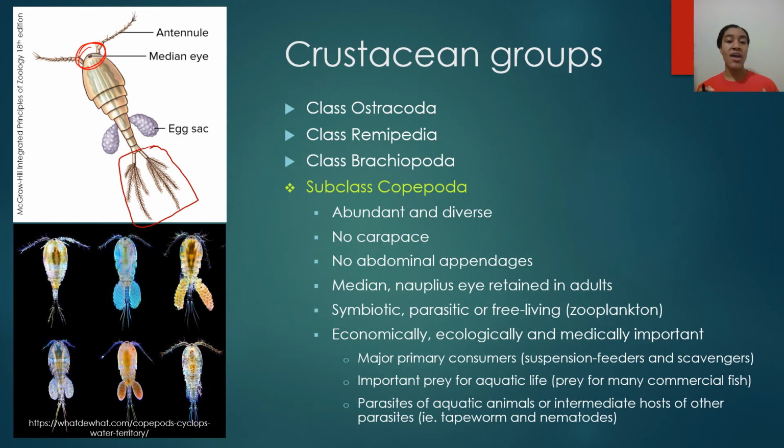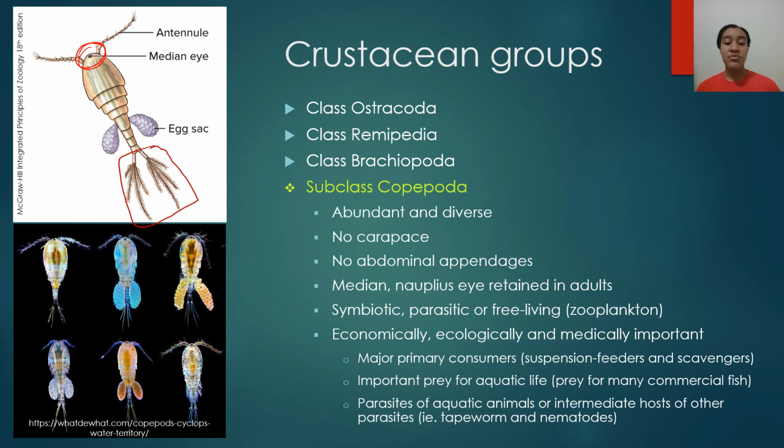Copepods can either have symbiotic relationships with other organisms, they can be parasitic, or they can be free living, and they are a major component of the food web in aquatic environments. So they are another important zooplankton. They have also economic and medicinal importance as well. So they play a major role as a primary consumer, which helps to keep the amount of photosynthetic algae and things down in aquatic systems.